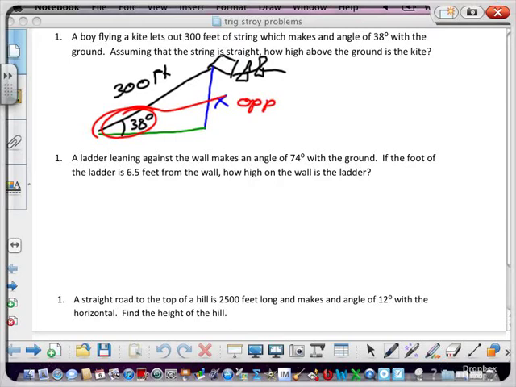Let's look at it again. What's 300? There we go, because that's across from 90 degrees, the hypotenuse. Okay, so if I'm dealing with opposite and hypotenuse, am I using sine, cosine, or tangent? Sine, because sine is opposite over hypotenuse. So I'm doing the sine of 38 equals the opposite over the hypotenuse.